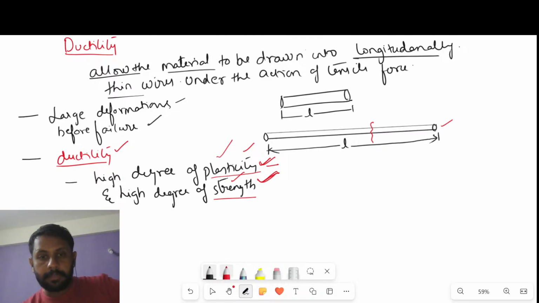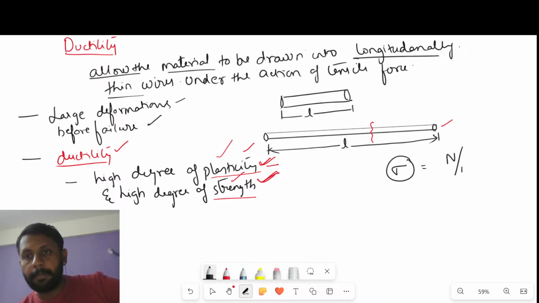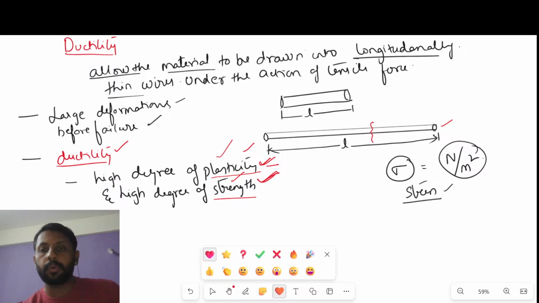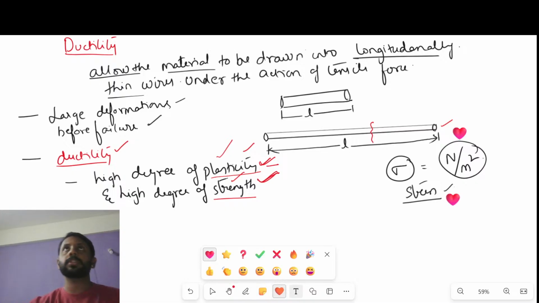Ductility is measured... I forgot to tell you earlier. Elasticity is measured in terms of stress units only. What are the units of stress? Newton per meter square. Elasticity and plasticity both are measured in units of stress. Okay, important. You also make a note of it. I just forgot to tell you there. Both are measured in terms of stress only.